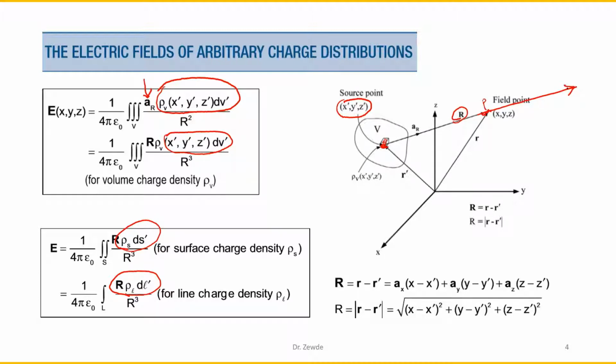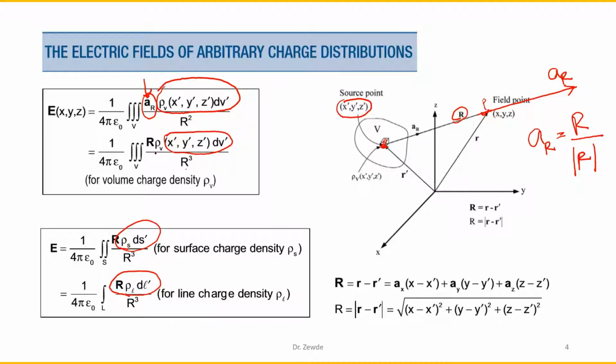Now, if you see, it's not along x, it's not along y, or it's not along z. So this is the unit vector. It's along the unit vector between the source point and the field point. We say this is along AR, where R is the vector between the source point and the field point. So AR is basically the vector R between the source point and the field point, divided by the magnitude of R. If you divide this, we'll get the unit vector. So that's why here we have a unit vector AR, and that is replaced by R divided by the magnitude of R. That's why you see R cubed in the denominator and R in the numerator.